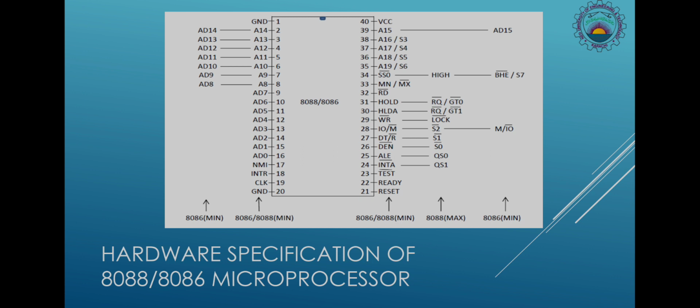And the pin functions for minimum and maximum modes are different. So you may see that some of the pins have dual functions. These differences in minimum and maximum mode operations will be discussed later. And in minimum mode, 8088 and 8086 operations are also different for some of the pins. So these differences will also be covered in the coming lectures.